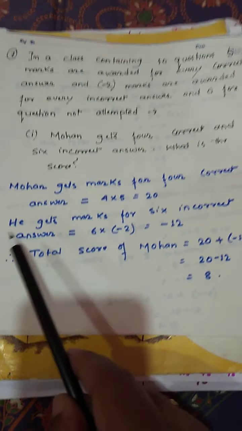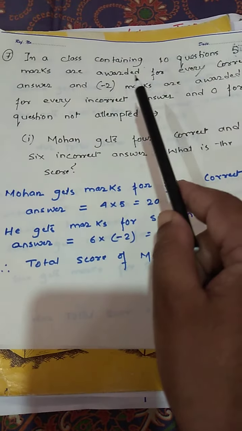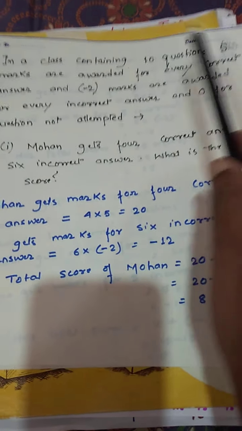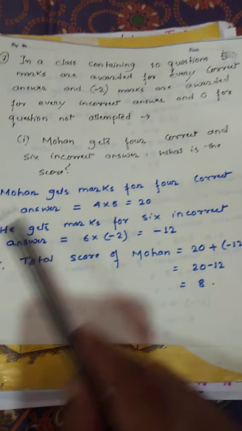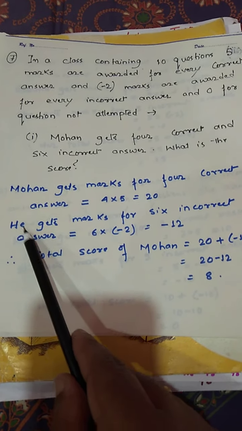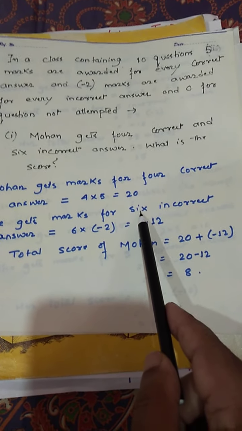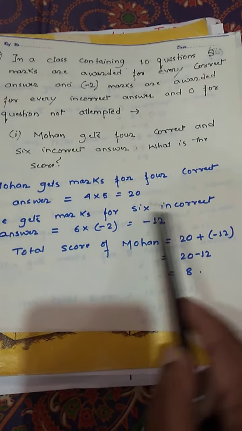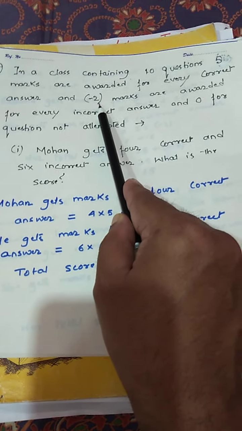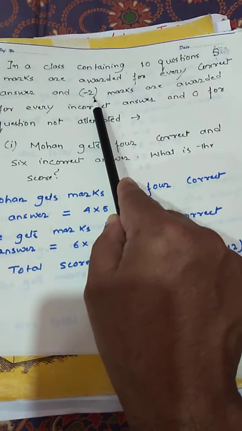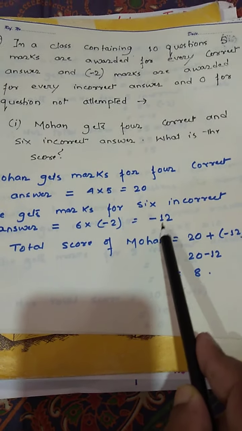So let's begin with this solution. Mohan gets marks for 4 correct answers. For each correct answer, how much will he score? See, 5. So that means 4 into 5, he has scored 20 marks from these 4 correct answers. But at the same time, he also replied with 6 incorrect answers. For that, how much did he score? Because in the question it is written that for each incorrect answer anyone will score -2. So that means 6 into -2, which equals -12.